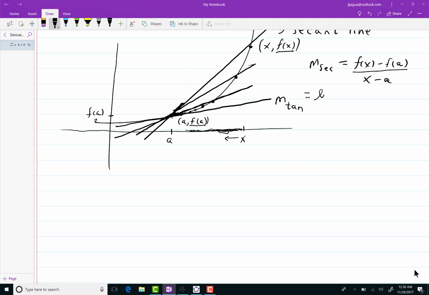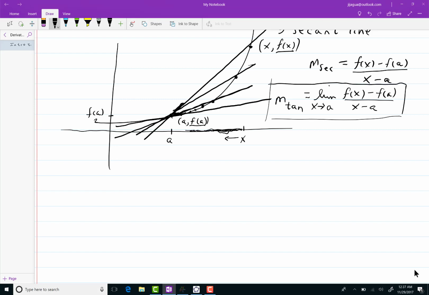That's the limit as x goes to a of f of x minus f of a all over x minus a. You may recognize this as the instantaneous velocity. That's why these things are related to each other.